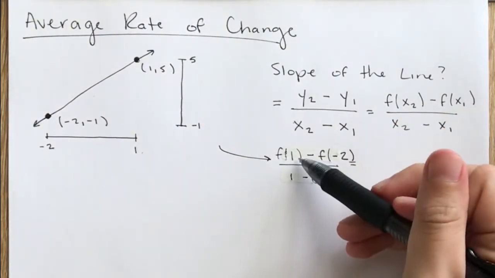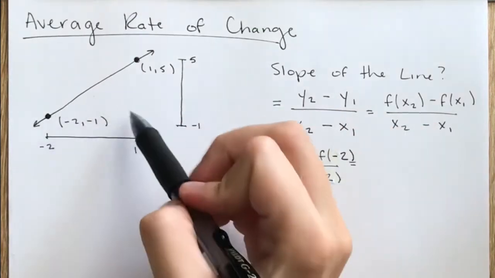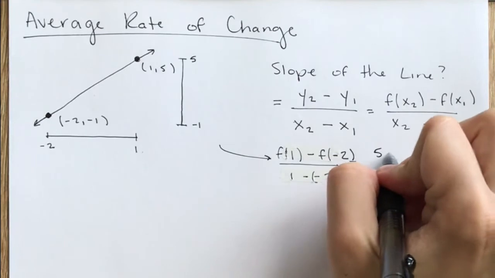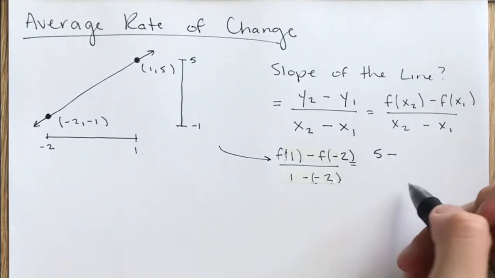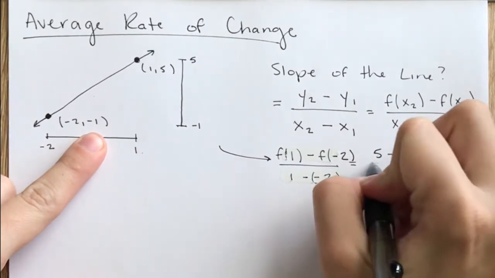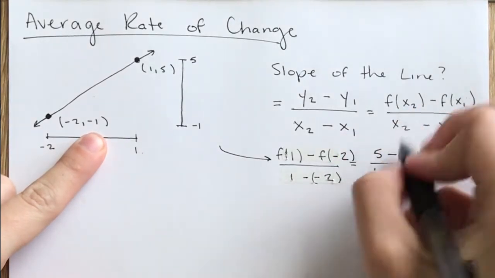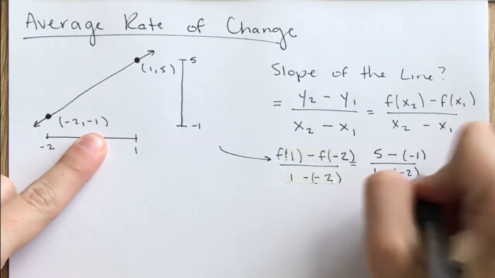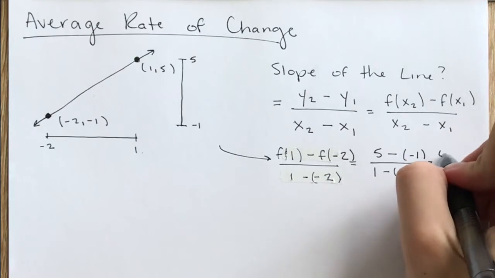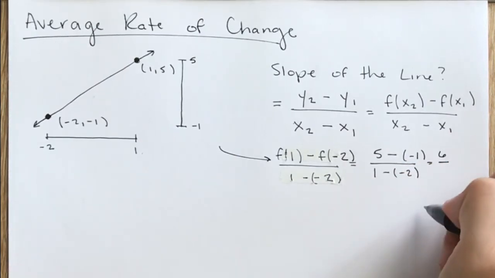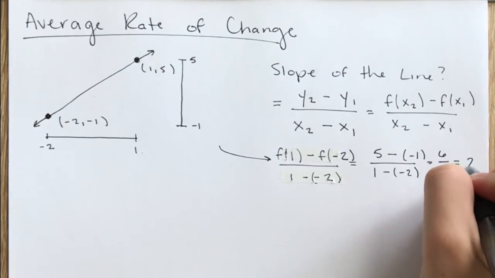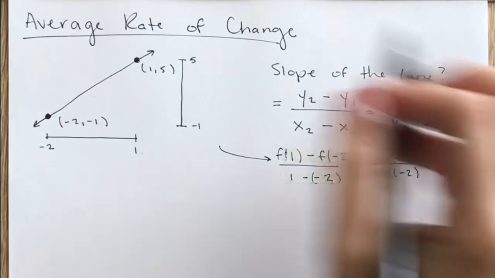So what is f of 1? Well, we can look at the function. What's the output at 1? It's 5. What's f of -2? -1. And these guys kind of stay the same. 5 minus -1 is 6. 1 minus -2 is 3. So we end up with 2. That is the slope of this line.